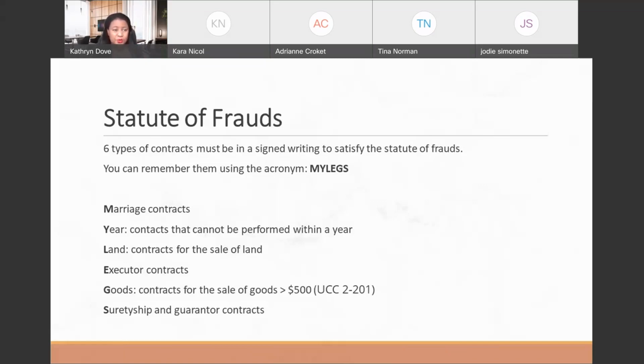The statute of frauds was part of the English tradition, and it requires certain types of contracts to be in writing.